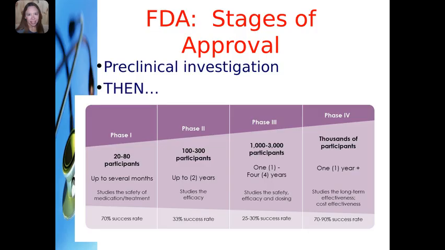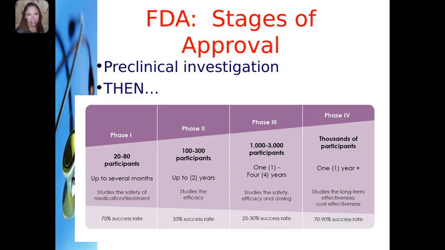33% of the drugs make it past this phase. Then they move to phase 3, so we need more people to participate, so 1,000 to 3,000 participants. Again, this is years of process, 1 to 4 years going through phase 3. This is, again, studying the safety, efficacy, and dosing to make sure that they're giving it adequately to treat whatever it's intending to treat. So 25 to 30% make it through phase 3.